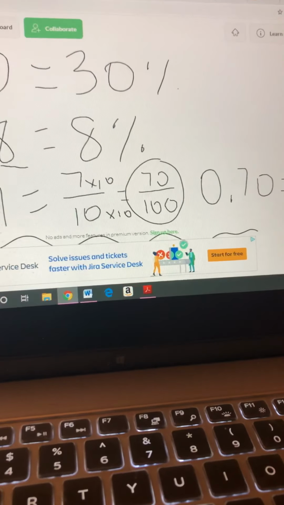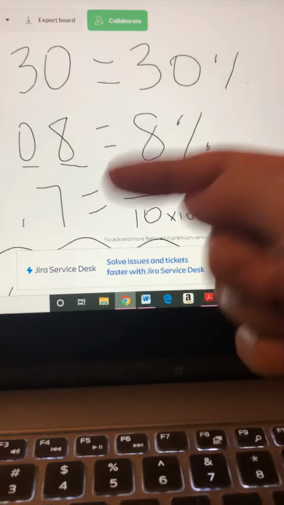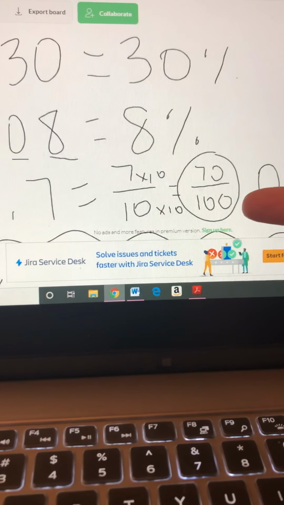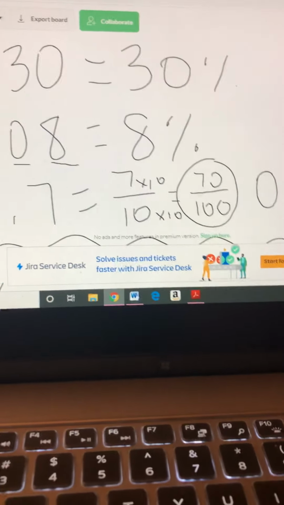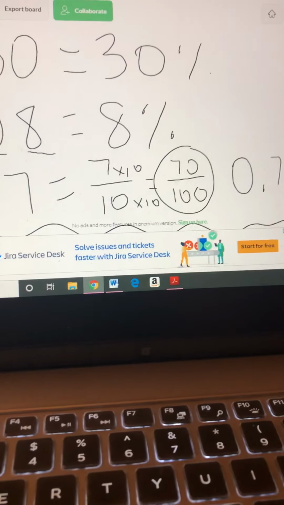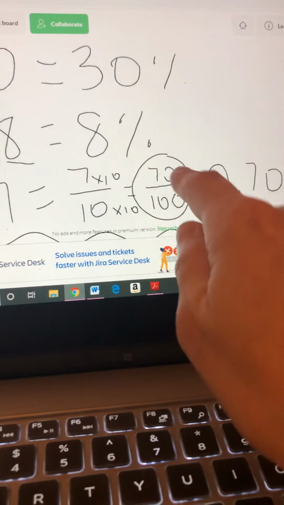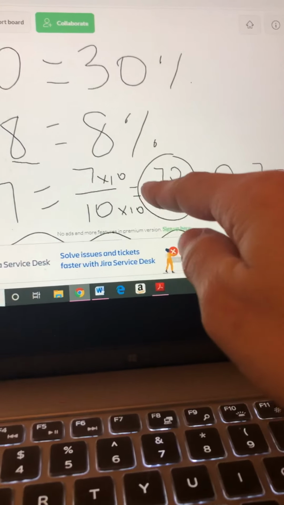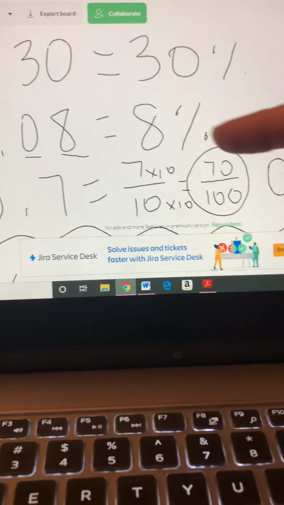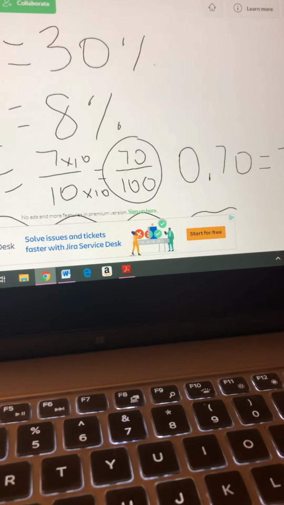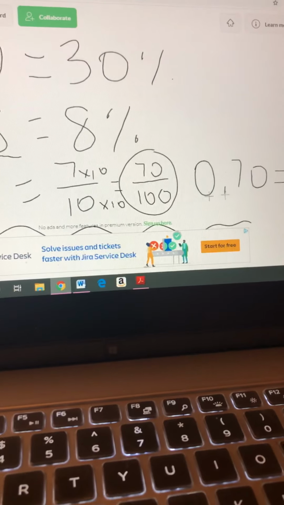Okay, now 7/10 is equal to 70 hundredths. Okay, they pretty much are equal to one another. So when you see this type of fraction, eventually you won't have to do this. You'll just know that you have to turn 7/10 into 70 hundredths, and then your percent is 70%.